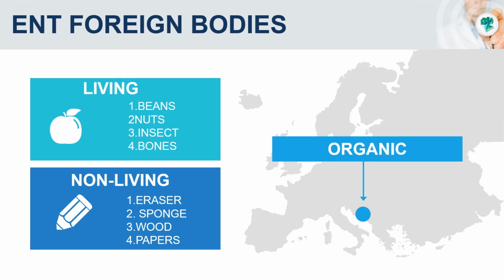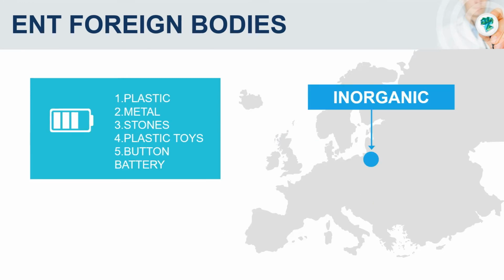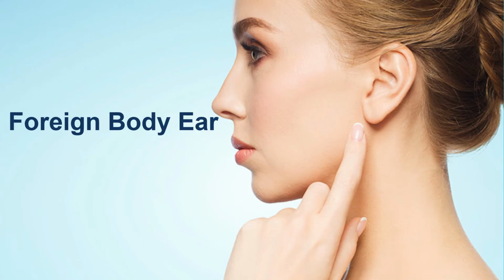So for example, organic can be divided into living and non-living. Living such as beans, nuts, insect and bone, whereas non-living, erasers, sponge, wood and papers. For inorganic material, examples are plastic, metal, stone, any toys, button, battery. We proceed with the foreign body here.